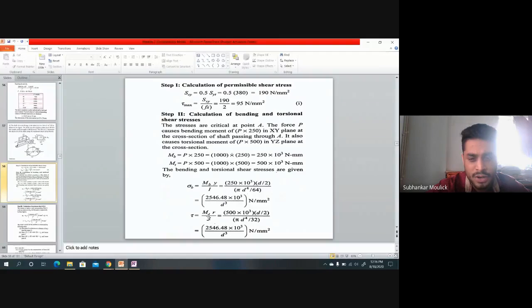So tau is equal to MT into R by J. MT is nothing but torque. Already we have calculated 500 into 10 to the power 3 into small r, radius of the shaft, that is D by 2, divided by J. J is the polar moment of inertia of the shaft, which is nothing but pi by 32 D to the power 4. If you solve this expression of tau, you will get the value of shear stress tau to be 2546.48 into 10 cube by D cube Newton per mm square.